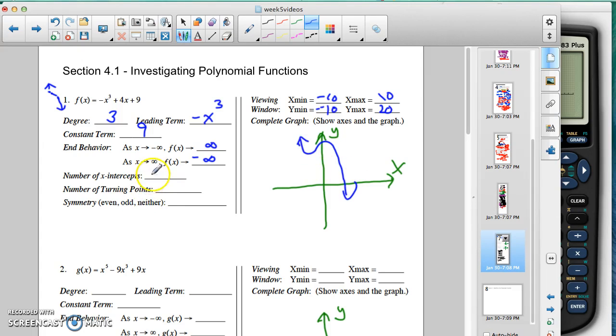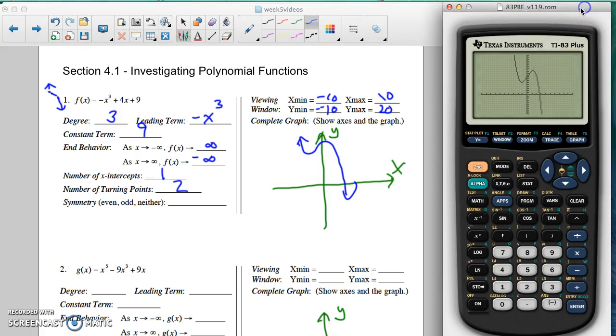Okay, so our number of x-intercepts was 1, right down here. Our number of turning points was 2. It turned right here, went from down to up, and then from up to down. So there's 2 turning points.